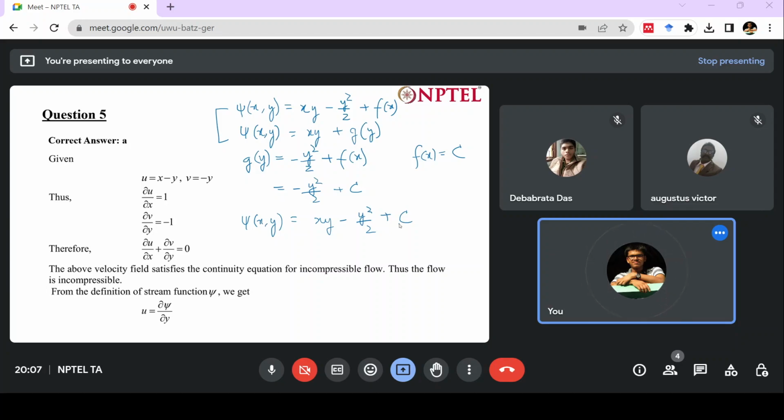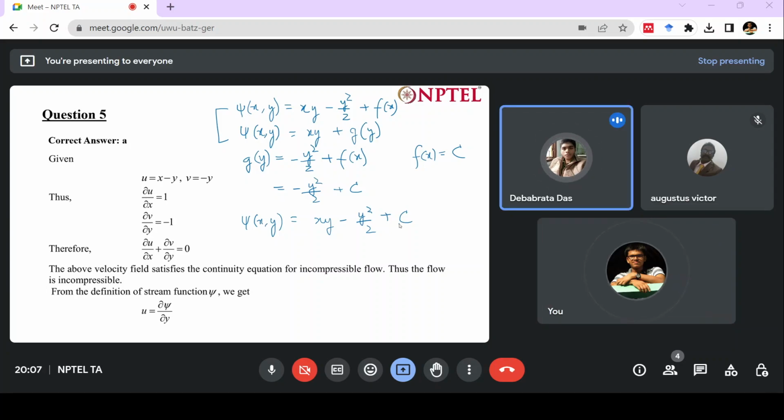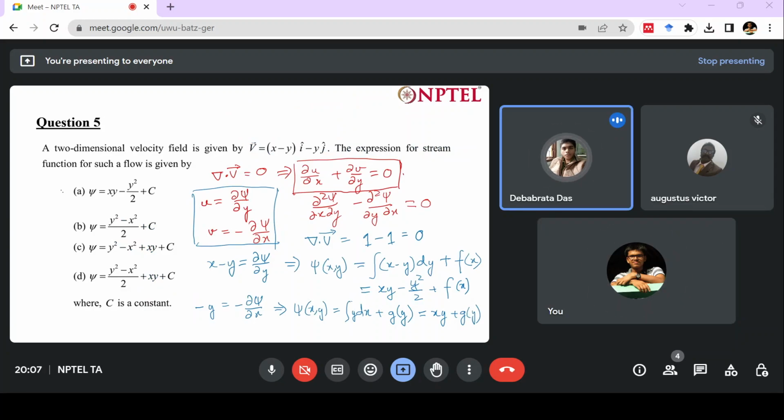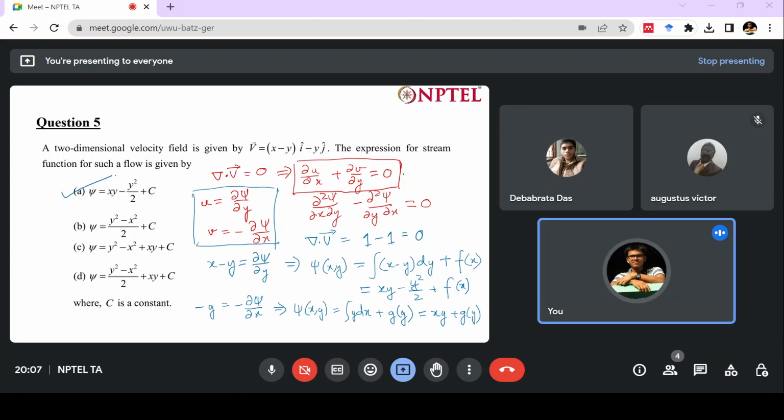Okay, is the solution clear? Yes, sir. Okay. Which option is this matching with? This is matching with the first option.